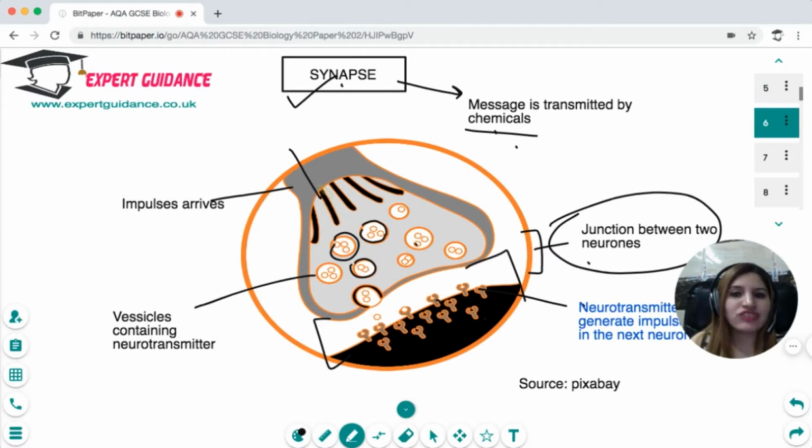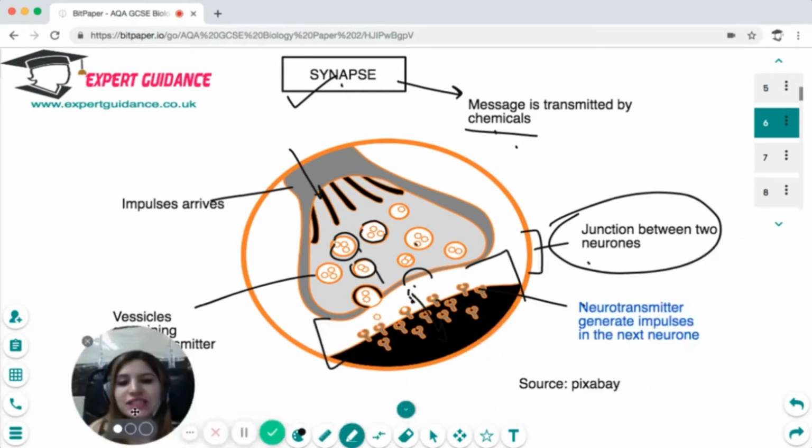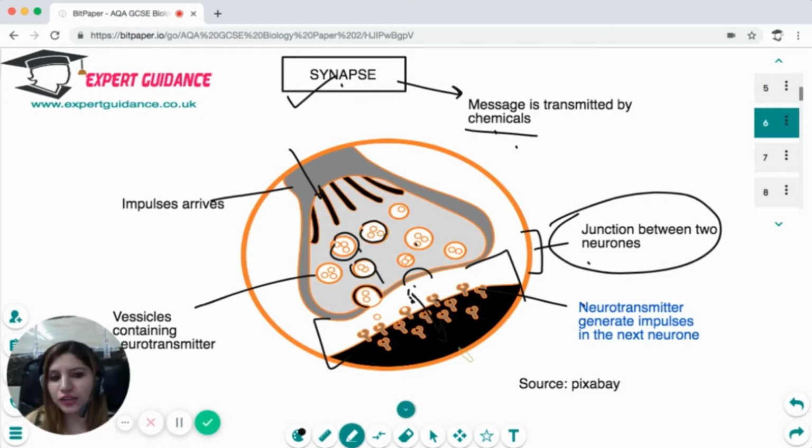Whenever the electrical impulse arrives, these vesicles are forced to fuse with the membrane and release the neurotransmitters into the synapse. The neurotransmitters are taken up by the receptors of the other neuron, and it produces electrical impulses in the other neuron. Okay, so you should know what a synapse is and how a synapse works, and this diagram is important.